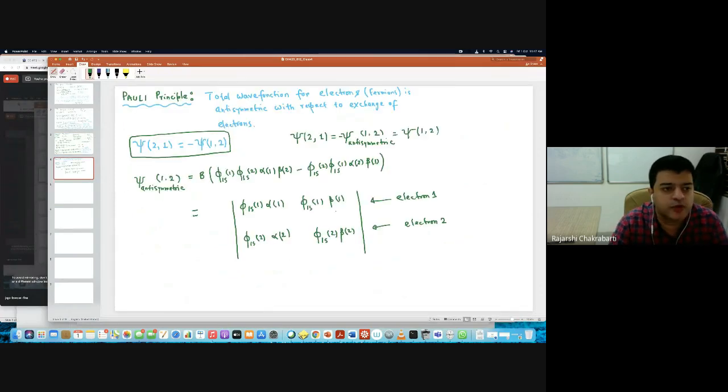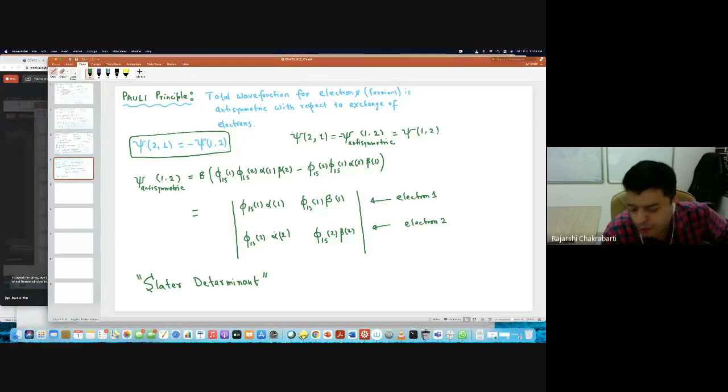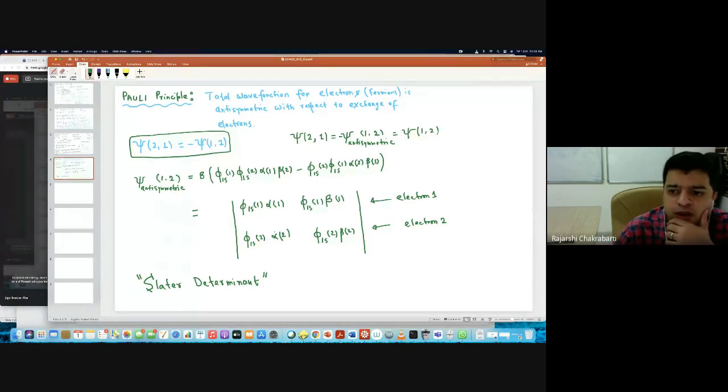Okay, so is it okay to all of you? What I've written here, is it okay to all of you? And this determinant is called Slater determinant. How many of you knew about it? And now the next question would be how to find the value of B. How can you find the value of B? Can anyone tell me?